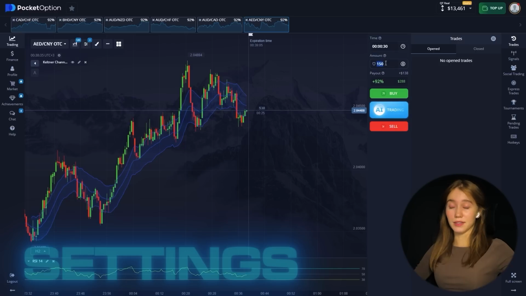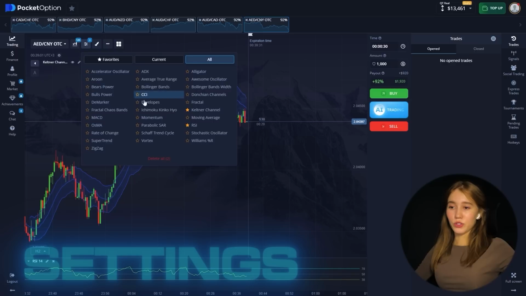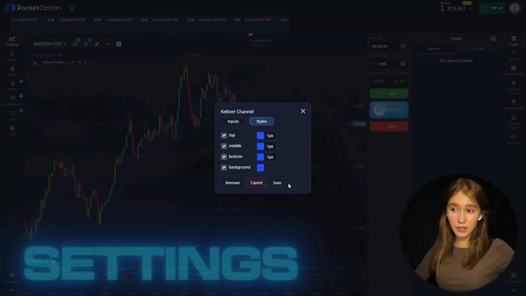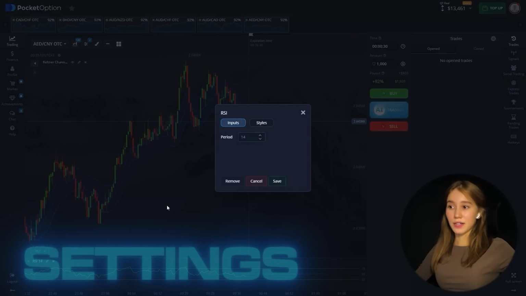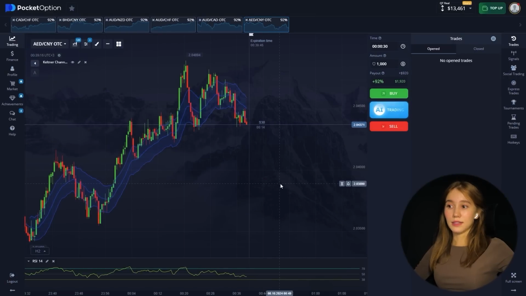Our balance is $13,461. For the amount of the deal, let's set $1,000. Usually we trade for about 100, but today we have $1,000. So we'll trade on six concepts, and the time frame on our chart is 30 seconds. The deal time is 30 seconds, and it will be fast today. These parameters are quite standard, and the most optimal at the moment.